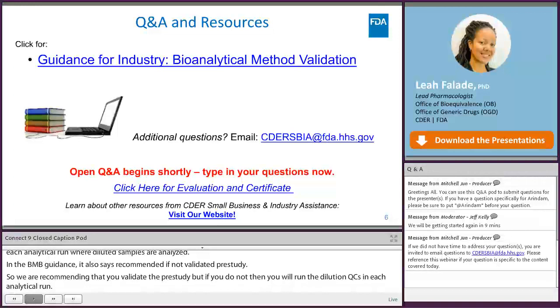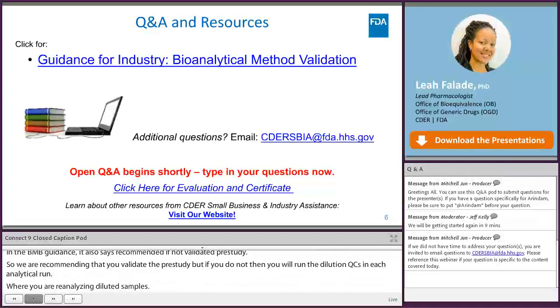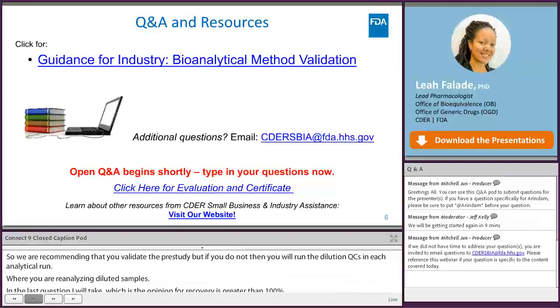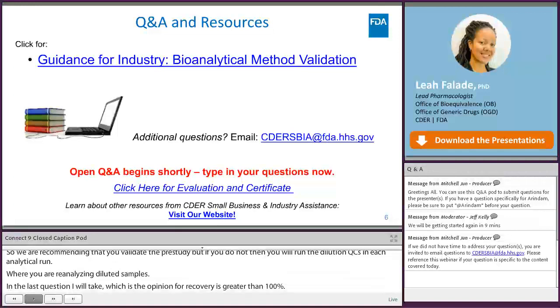And the last question I'll take, what is the opinion for recoveries greater than 100%? We don't really have an opinion, but I think you're asking, will we accept recoveries above 100%? And the answer to that is yes, we have. As long as they're consistent across the 3 QC levels that you're measuring recovery, that is acceptable. And I will now hand off the question and answer session to Suma.